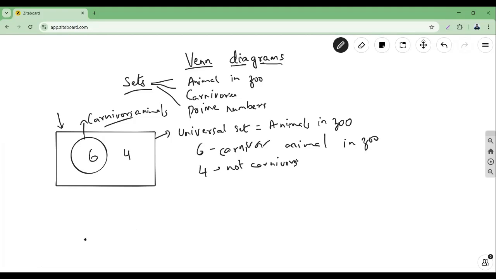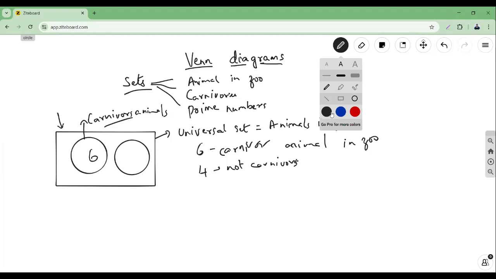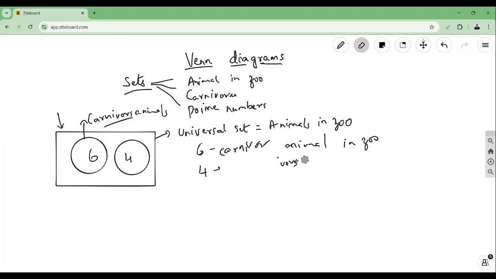The other category is herbivorous. Now, if there are some animals which are herbivorous, I'll draw another circle here, which is herbivorous. This means there are 6 carnivorous animals in the zoo and 4 herbivorous animals in the zoo. And we know one more type, omnivorous. Omnivorous means it eats meat as well as green leaves and plants.